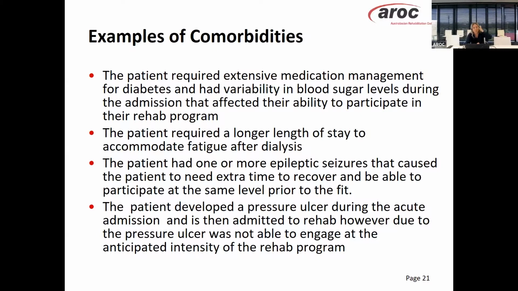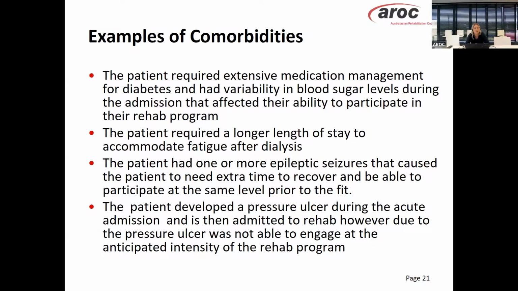So we've got some examples of comorbidities. The first example here is a patient required extensive medication management for diabetes. They had variability in their blood sugar levels during the admission that affected their ability to participate in their rehab program. The next example we're looking at is a patient requiring a longer length of stay to accommodate fatigue after dialysis. And then we've got an example here of a patient who had one or more epileptic seizures that caused the patient to need extra time to recover and be able to participate in the same level prior to the fit.